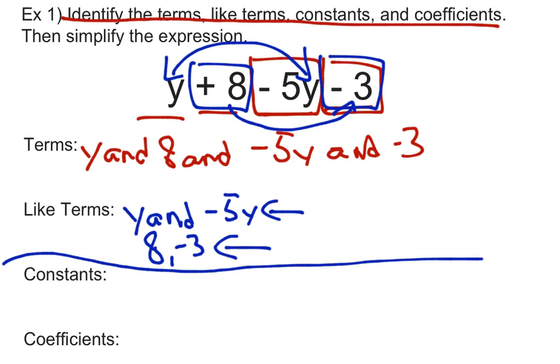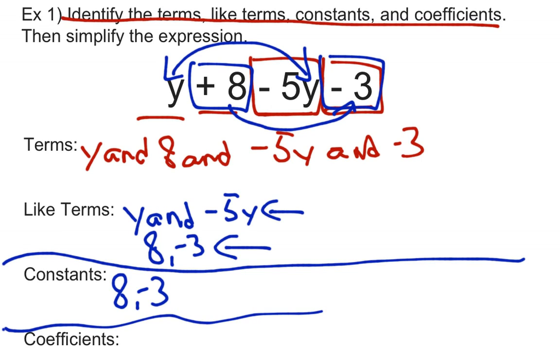Okay, I'm going to kind of block this off here. So constants. Constants, remember, are just the regular old numbers, things that don't have variables. That's the 8 and that's the negative 3. Okay, those are the ones that do not have a variable attached to them. Coefficients, on the other hand, are the numbers that do have the variables in place with them.